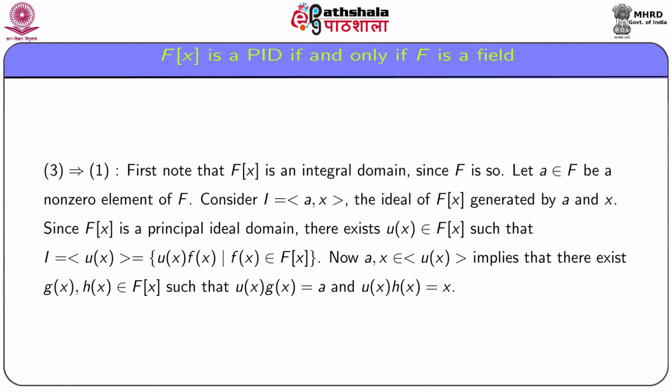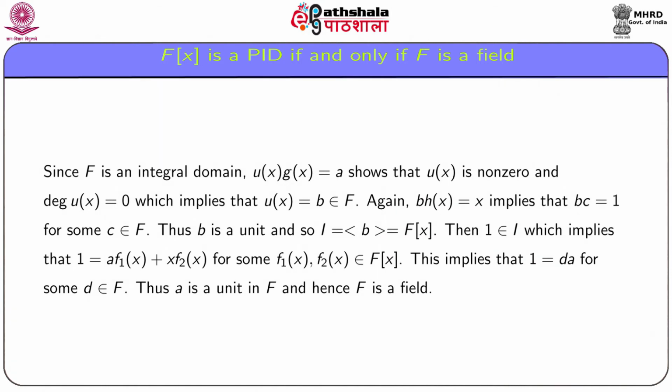Since every ideal of F[x] is principal, we must have some u(x) in F[x] such that I is generated by u(x). Now, both a and x are in <u(x)>, which implies that we have some g(x) and h(x) such that a is equal to u(x) g(x) and x is equal to u(x) h(x). Since F is an integral domain, u(x) g(x) equal to a implies that degree of u(x) must be 0. That is, u(x) is a constant polynomial.